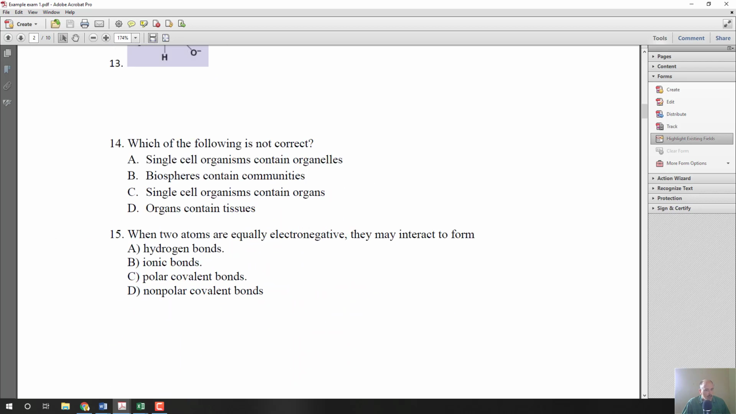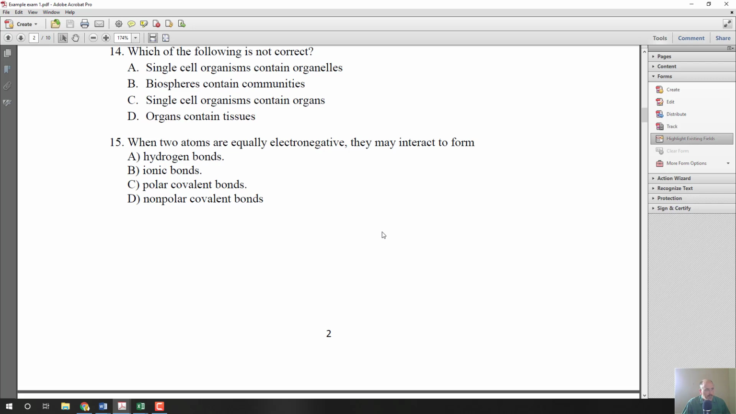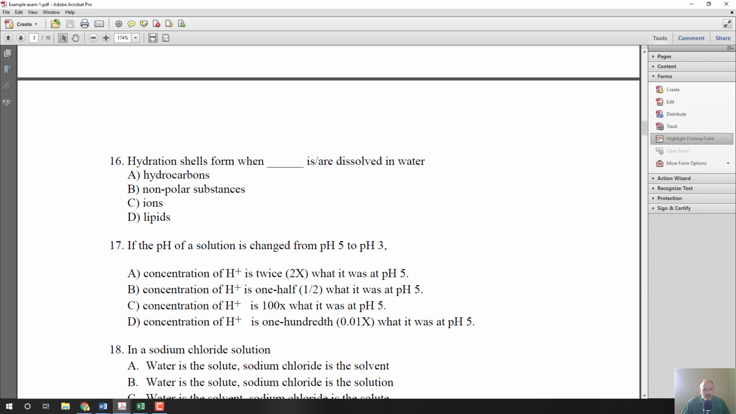Number 14, which of the following is not correct? I'll let you look at that, but the answer there is C. Single-celled organisms contain organs. Organs are made up of tissues, which are made up of cells. So a single-celled organism could not contain organs. Number 15, when two atoms are equally electronegative, they may interact to form what? The answer to that is D. Nonpolar covalent bonds. They have the same electronegativity. They share electrons the same way. They share them equally. Number 16, hydration shells form when what is dissolved in water? The answer to that is C.